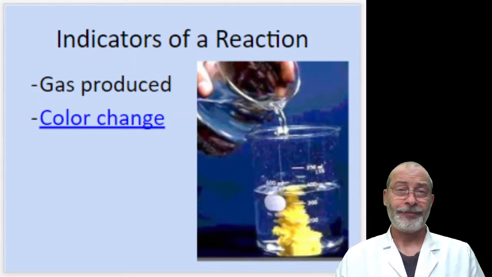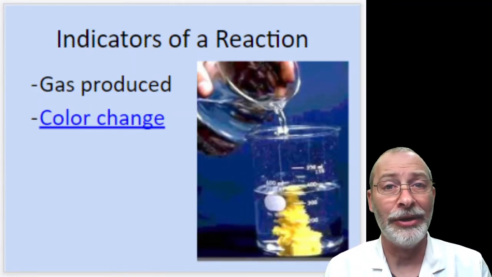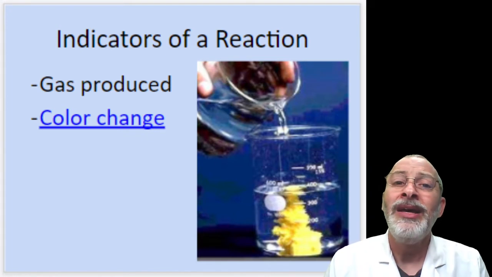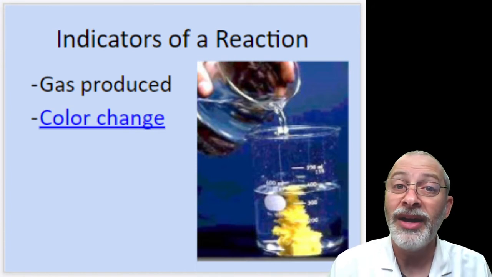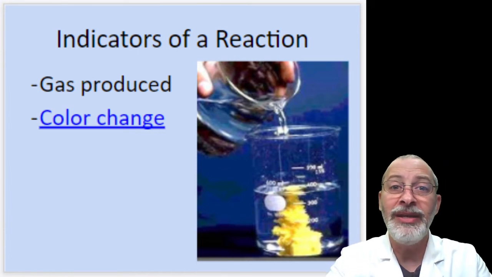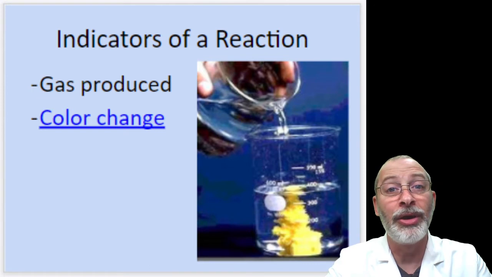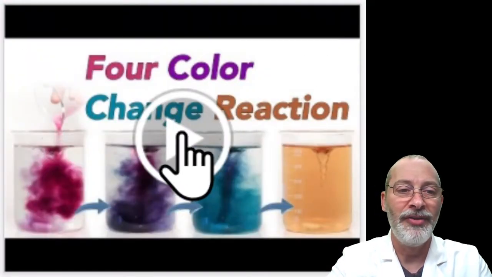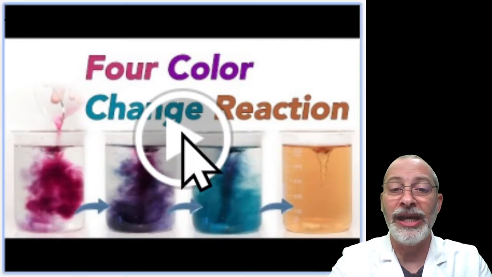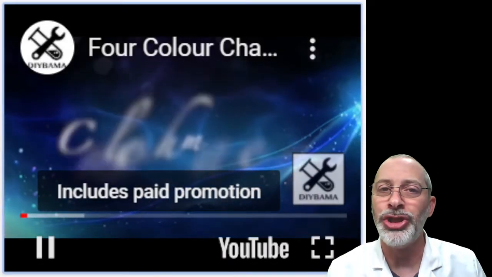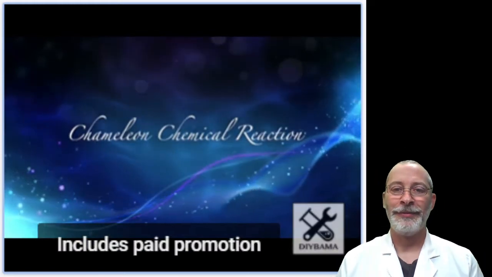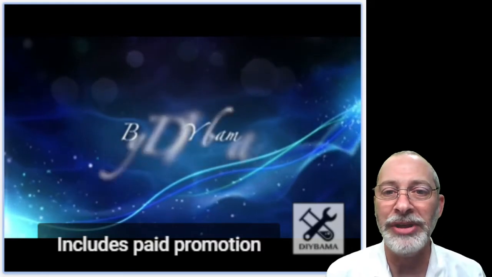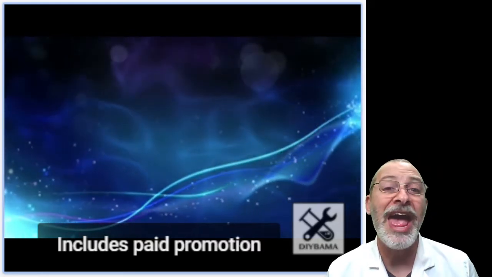Here's number 2. The second indicator of a chemical reaction is a change in color. A color change can be an indicator of a chemical reaction. Let's check out this example of a chemical reaction indicated by a change in color. Chameleon chemical reaction. Oh yeah.